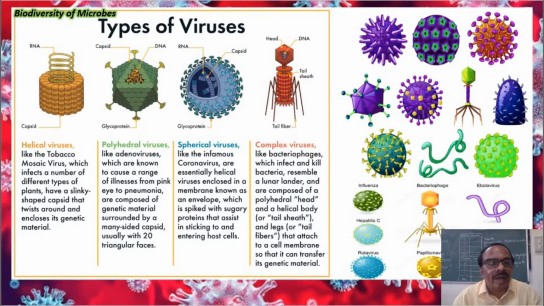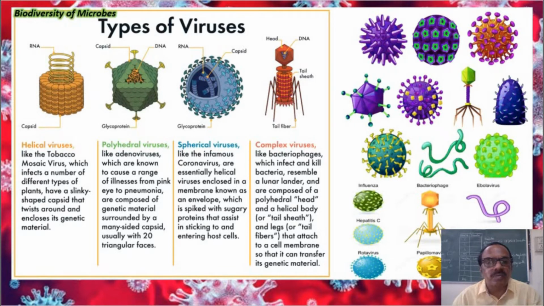We have helical viruses, for example tobacco mosaic virus. We have polyhedral viruses, for example adenovirus. We have spherical viruses. You can see coronavirus is a spherical virus which is very, very infamous, which has caused havoc to the whole earth. Every one of us has suffered because of coronavirus, which is a spherical virus.